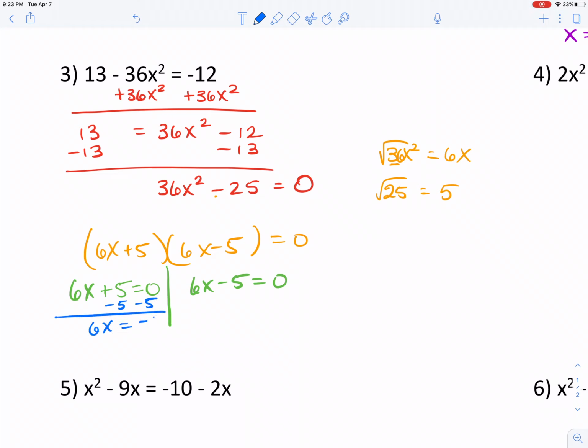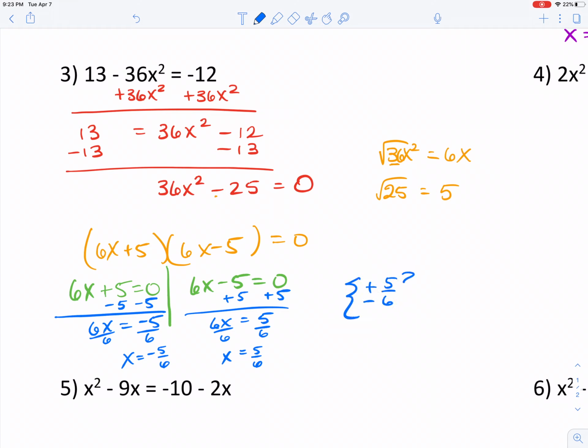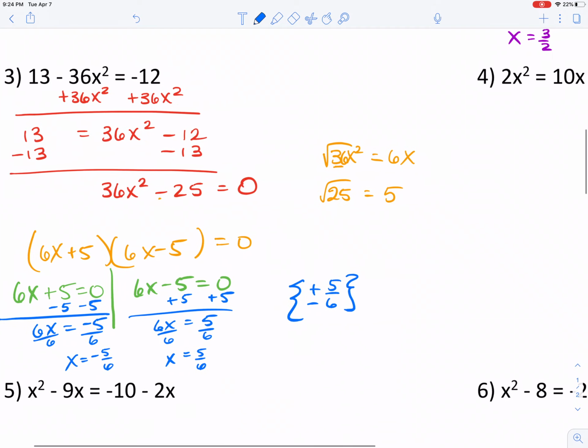6x is equal to -5. Divide both sides by 6, and x equals -5 over 6. And here I'm going to add 5 to both sides, so 6x is equal to +5, making the solution +5 over 6. So I have -5 over 6 and +5 over 6. You can write the plus or minus 5 over 6. You don't have to, especially if it messed you up yesterday.